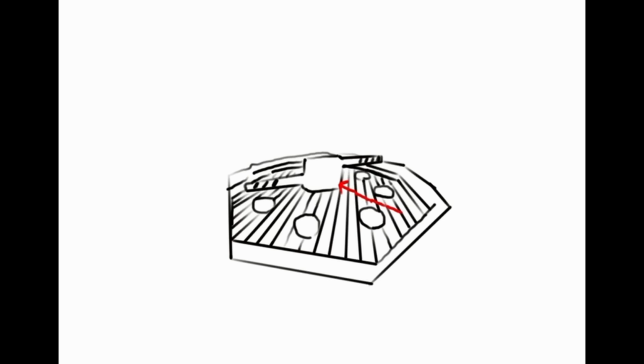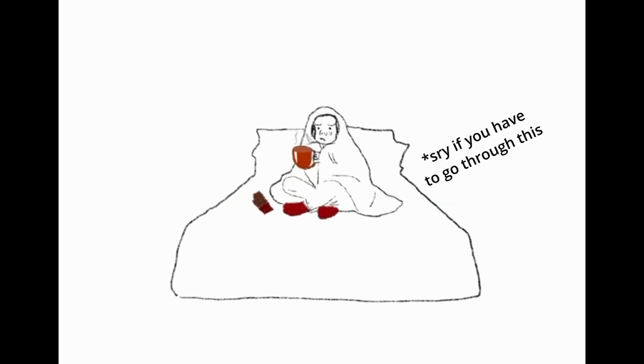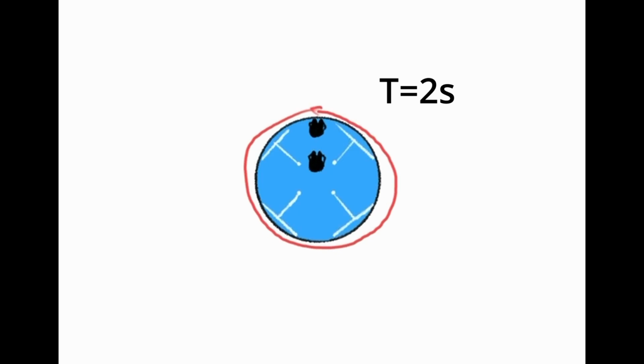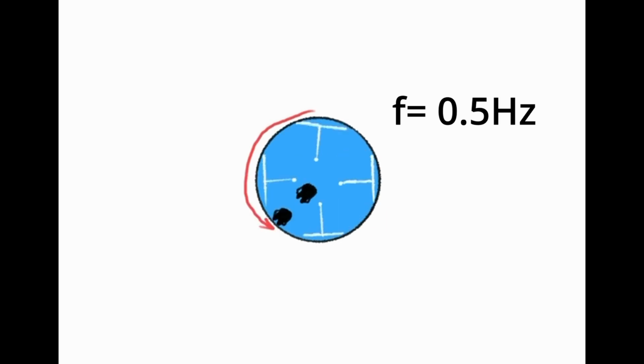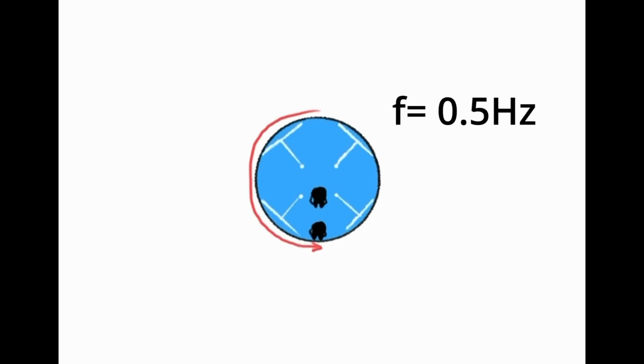Now, since we talk about revolutions, let's talk about the period. If it takes a person 2 seconds to complete one revolution, then the period would be 2 seconds. The frequency, on the other hand, tells us how many revolutions are being made in a second and is measured in hertz. So due to the period being 2, the frequency must be 1/2 hertz.